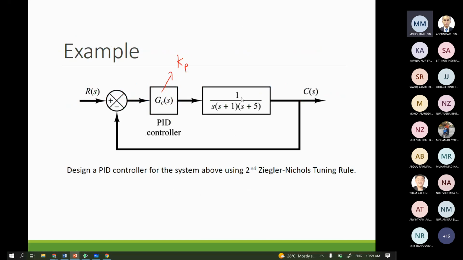Let's look at an example of how to apply the Ziegler-Nichols tuning rule. Let's say you are given this system. You have a PID controller Gc here, and the plant 1 over S times S plus 1 times S plus 5. You want to design a PID controller using the Ziegler-Nichols tuning rule.